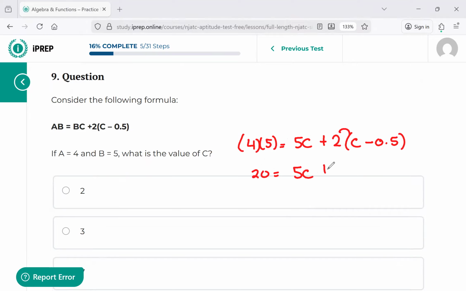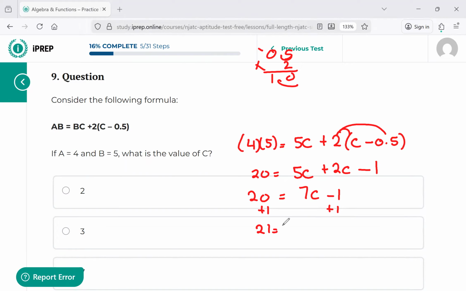And then 2 times C is 2C, and then 2 times negative 0.5 is -1. But you remember you can't use a calculator, so you need to know how to multiply it. 0.5 times 2: 2 times 5 is 10, 2 times 0 is 0 plus 1, and then 1. That's how I got -1. Let's clean this up. So 5C plus 2C is 7C minus 1 equals 20. Add 1, get 21, so 7C. To solve for C, divide by 7. You get C equals 3.